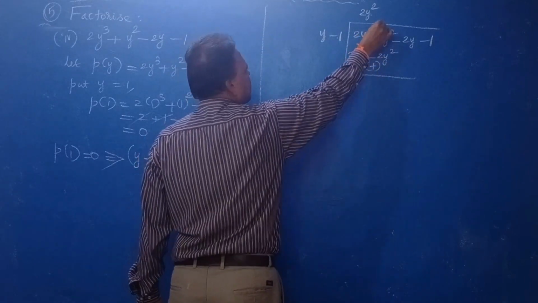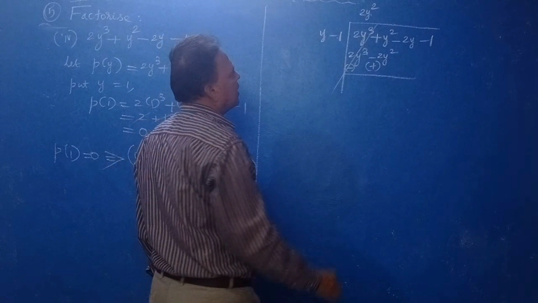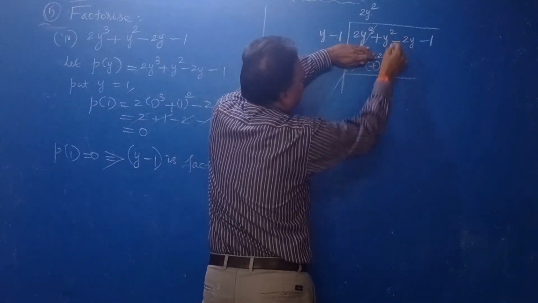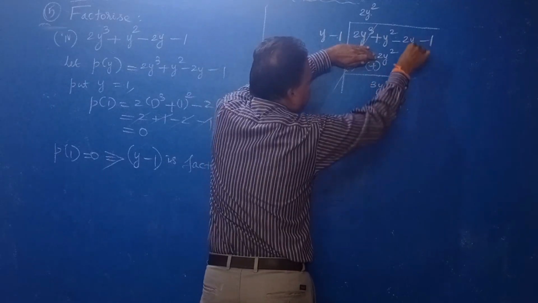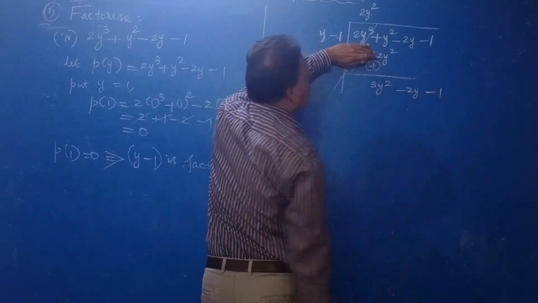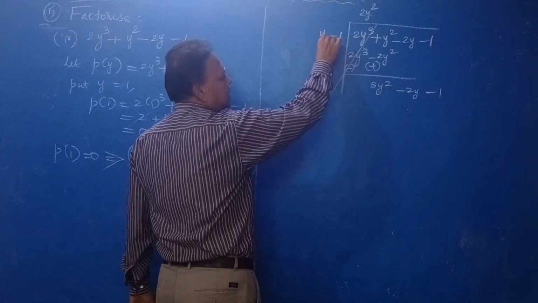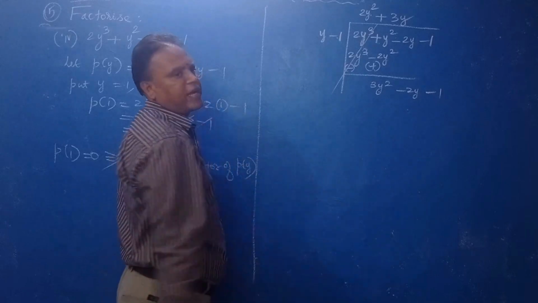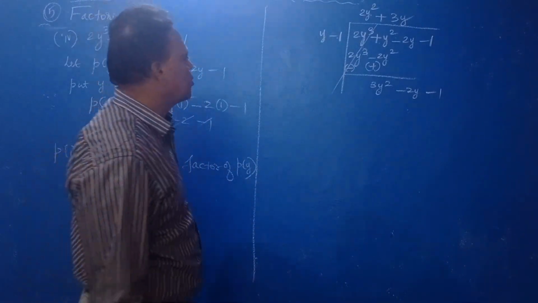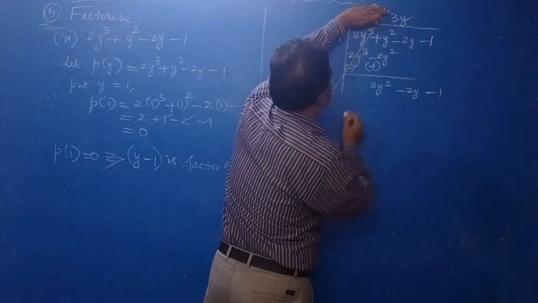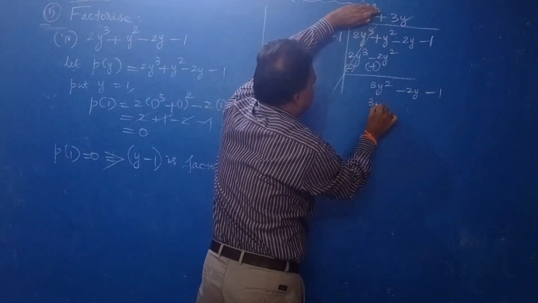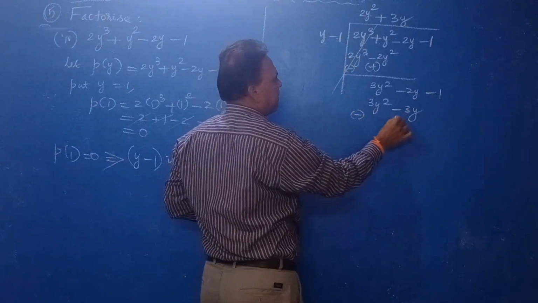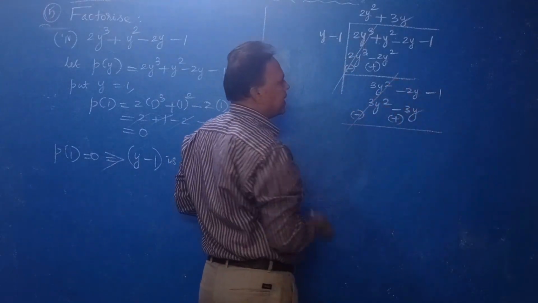2y cube and minus 2y cube get cancelled. Here y squared plus 2y squared, ignoring the old sign, means 3y squared. Bring down the next term. Clear? Now this divided by this gives plus 3y. Multiply: 3y times y minus 1 gives 3y squared minus 3y. Now change the sign. This will get cancelled.